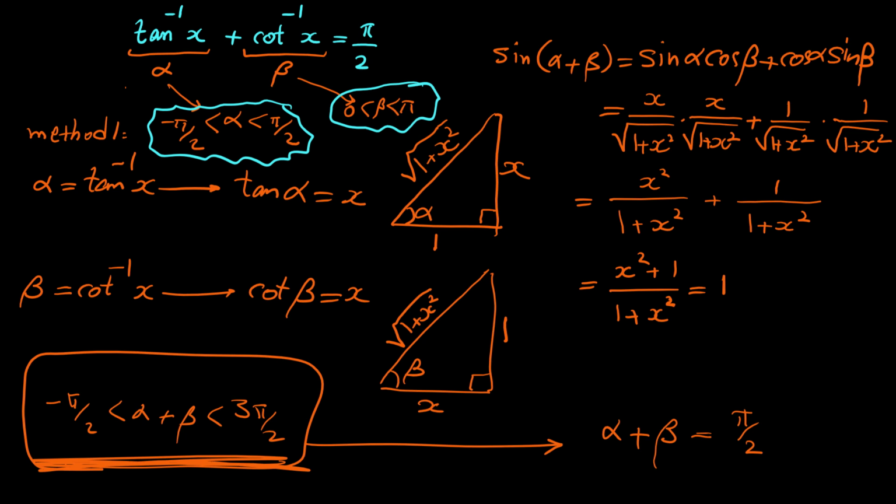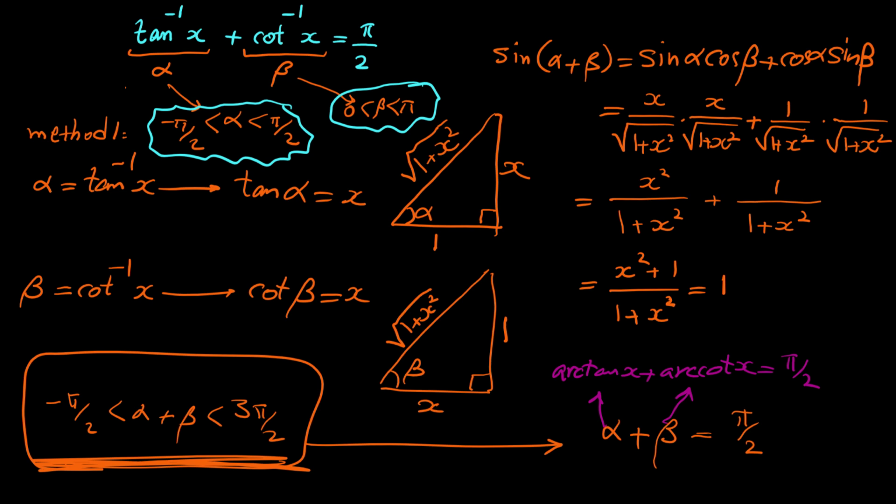So we have proved that tangent inverse of x plus cotangent inverse of x is pi over 2, or arctan of x plus arccotan of x is pi over 2, because alpha is this and beta is this. So these details in this proof are really important. If you forget any of these details, your proof is not complete.